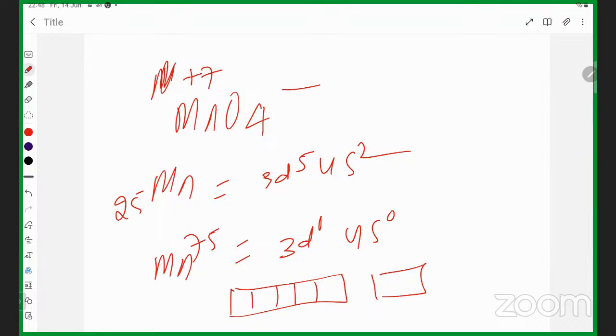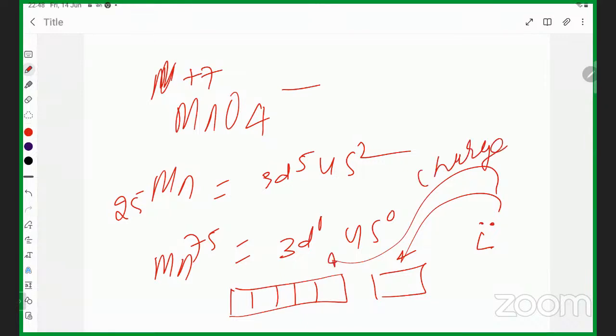Sir, charge transfer. Since they have vacant orbitals now, they can take electrons from the ligand, and this is called charge transfer spectra. So due to charge transfer, they show color. Okay, what about this one?